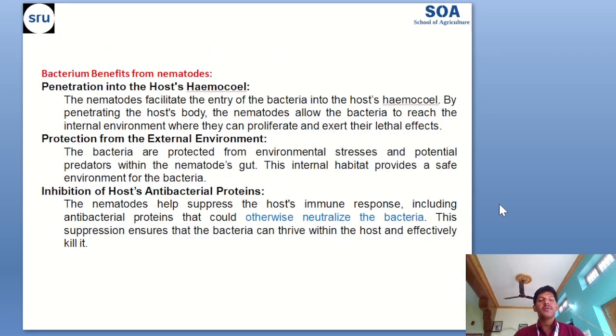Then what is the benefit for the bacterium from the nematode in this symbiotic association? The nematode helps the bacteria penetrate into the host hemocoel, and the nematode protects the bacteria from the external environment as well as from the host antibacterial proteins. Otherwise, these antibacterial proteins would neutralize the bacteria. Like that, in this symbiotic association, the bacterium is benefited from the nematode and the nematode is benefited from the bacteria.